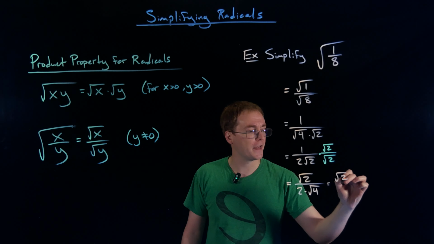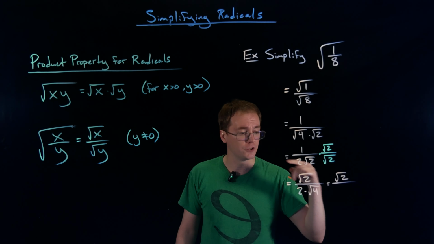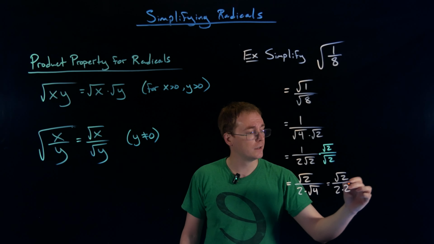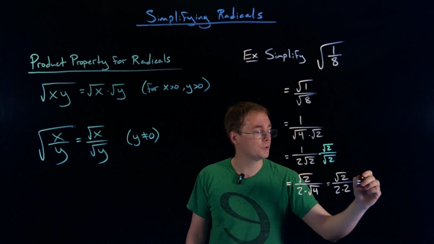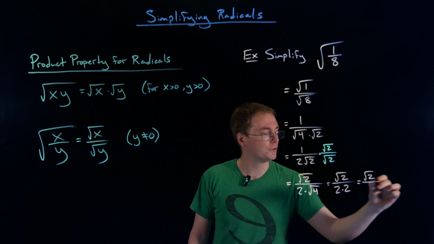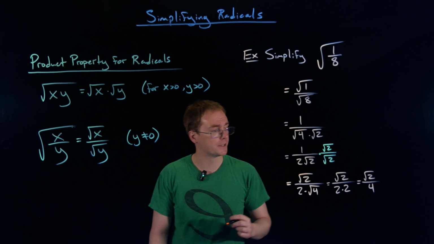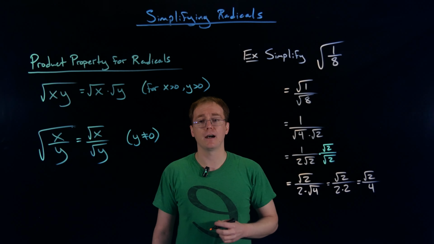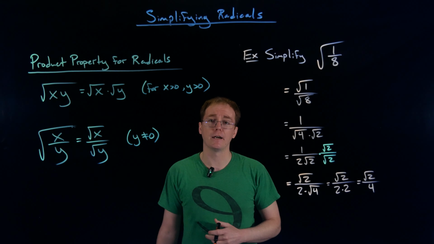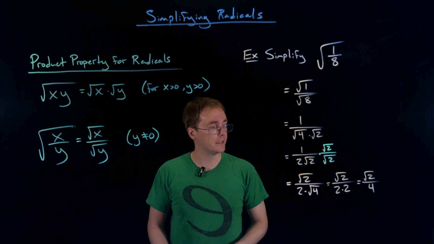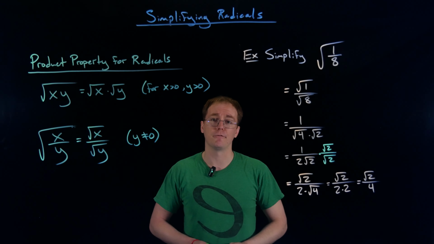So our expression then looks like the square root of 2 is still in the numerator. In the denominator, we have 2 times the square root of 4, but that square root of 4 turned into another factor of 2. And now we can just multiply those two factors of 2 in the denominator together, and we end up with our final answer in its most simplified form. And that final answer is the square root of 2 divided by 4.